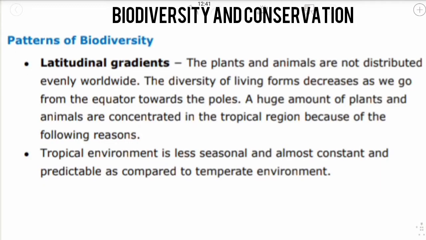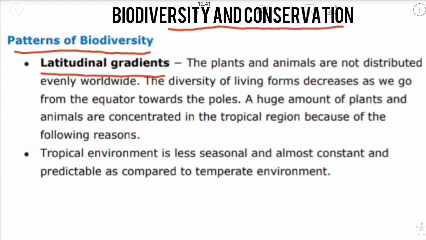Interesting topic: patterns of biodiversity, taken from the chapter on biodiversity and conservation. There are two patterns of biodiversity: latitudinal gradients and species-area relationship. First we will deal with latitudinal gradients.